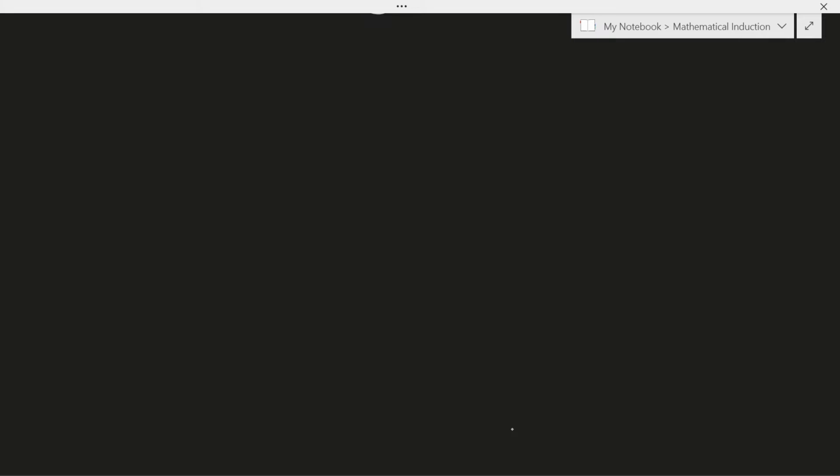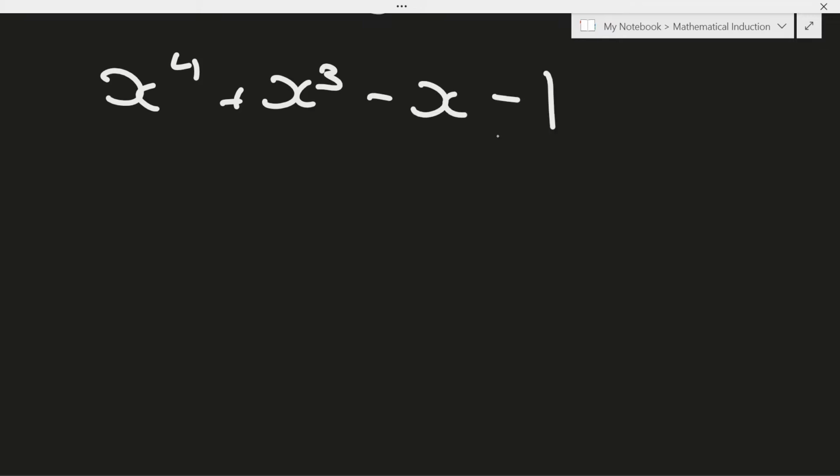So let's see. I'm trying to find a good question that we could work. Okay, let's say we have this: x to the power of 4 plus x to the power of 3 minus x minus 1. So how can we find a factor of this just randomly?